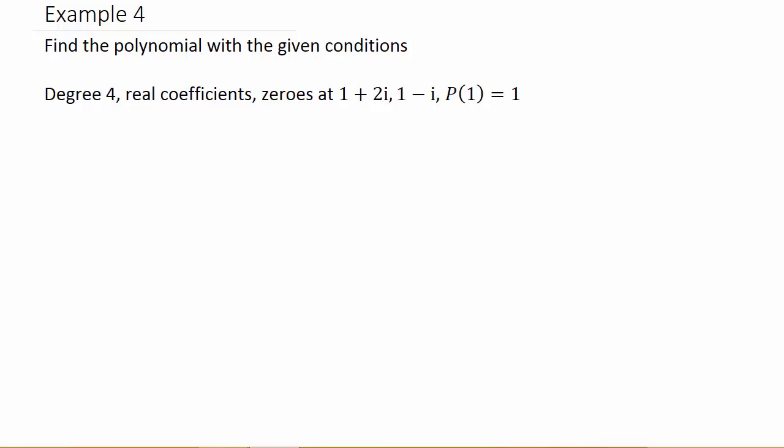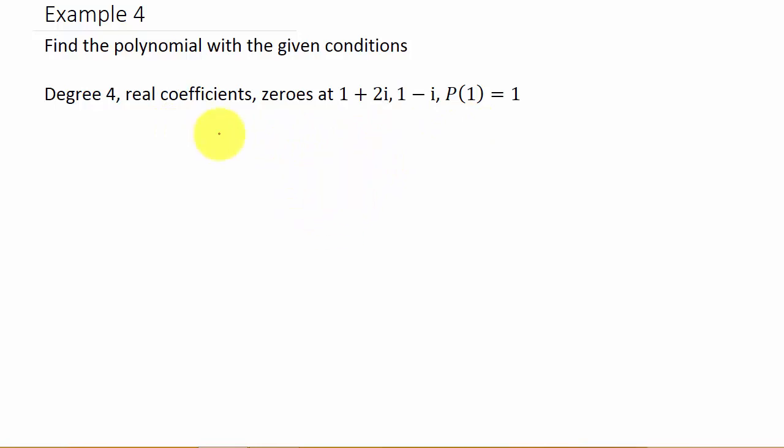Alright, so in this video we're going to look at finding the function of a polynomial given the zeros. We're given zeros and the condition that p of 1 is equal to 1. So you can see this is example 4. I've got 3 other examples. They're all different, so you might want to check them out.